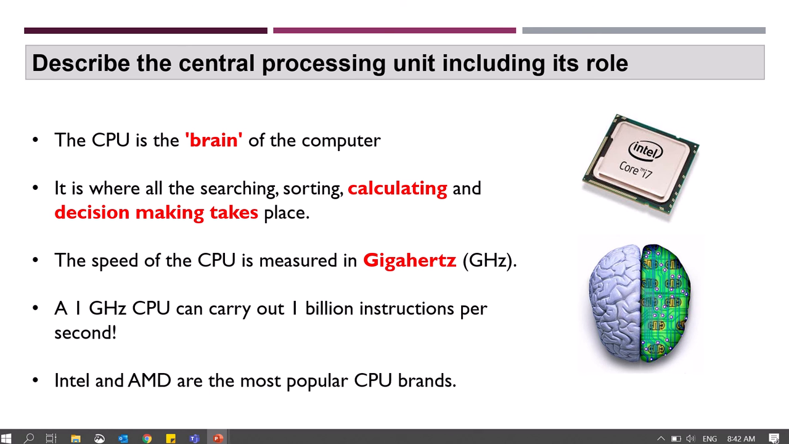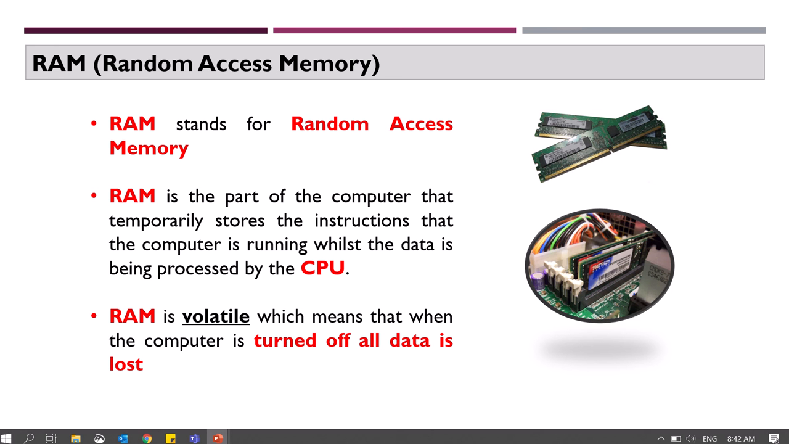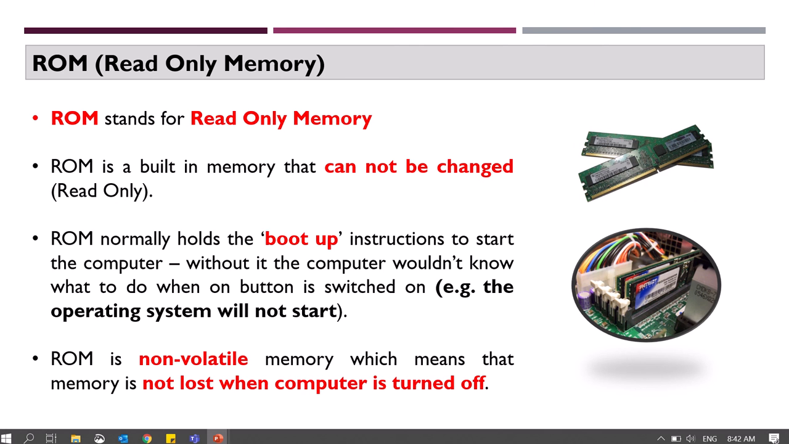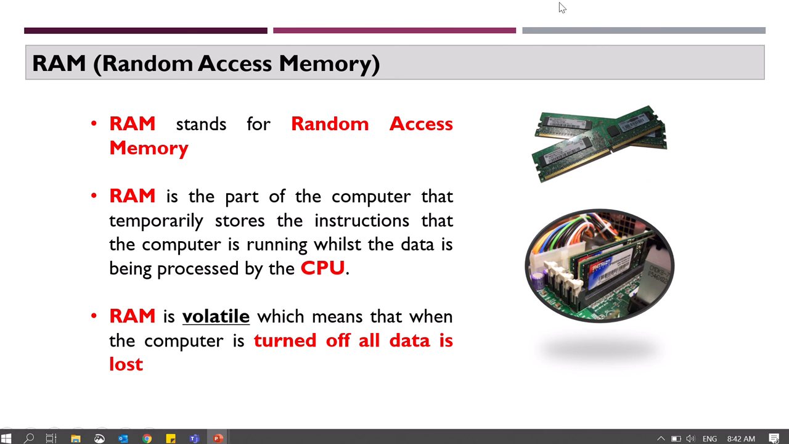And a company that you would have seen before is, for example, Intel. You must have seen written on your laptop Intel Core i5, Intel Core i7 and so on. And then it gets into the question of what is RAM and what is ROM. RAM and ROM are parts of your main memory, where RAM stands for random access memory and ROM stands for read only memory. RAM is that part which temporarily stores instructions that the computer is running while the data is being processed by the CPU.